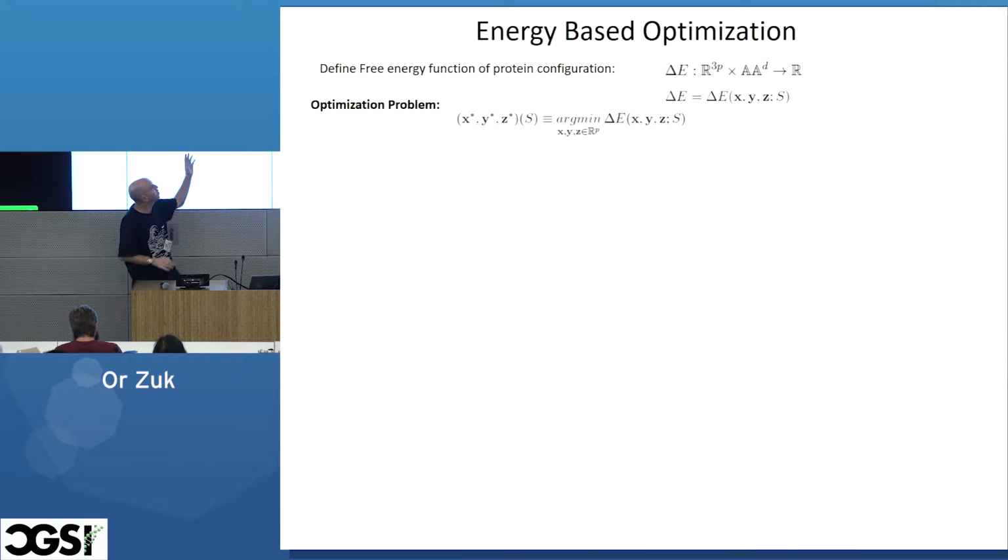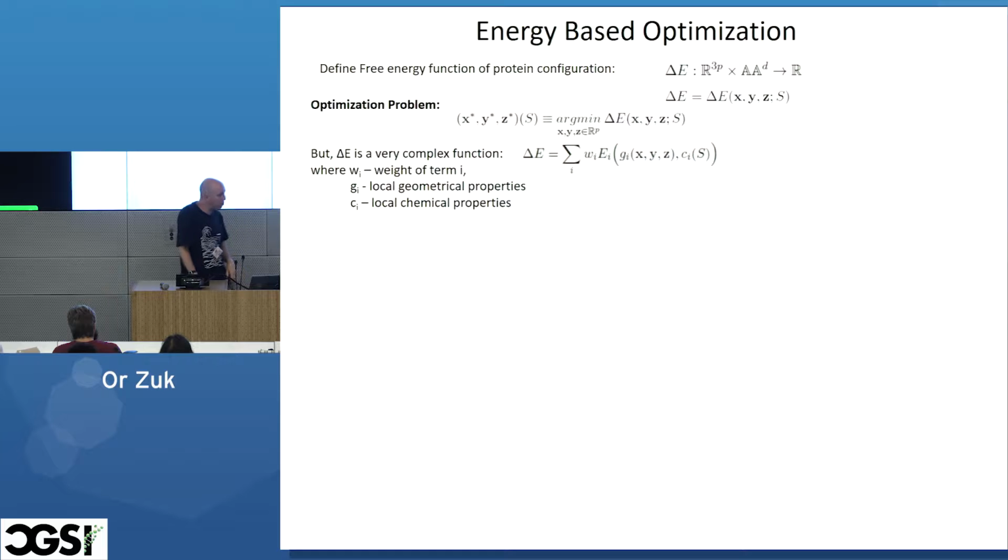Well, of course, a protein is a chain, so there are all kinds of constraints because adjacent amino acids in the sequence must also be next to each other in the structure. But other than that, X, Y, Z are free to move to minimize this energy. It turns out that this energy function is quite complicated. And the way people in the field write it is as a linear term, so we have some sum over i of Wi Ei.